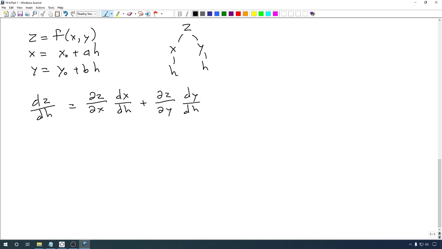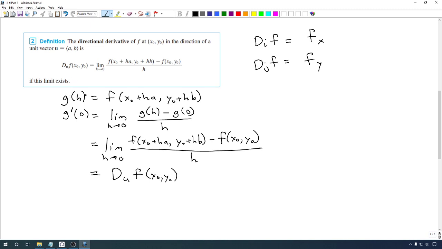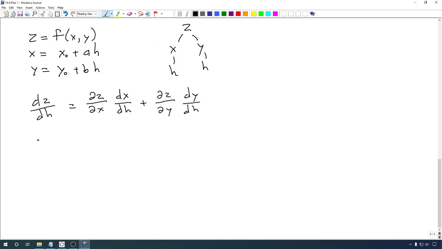But the derivative of z with respect to h, the whole point of that is that that's really looking at the function g. So we are just looking at the derivative of g at 0. So I'm going to go ahead and just rename this to g prime of 0. The partial derivative of z with respect to x, well, the z is just the function f. So really we're looking at the derivative of f with respect to x at our point.